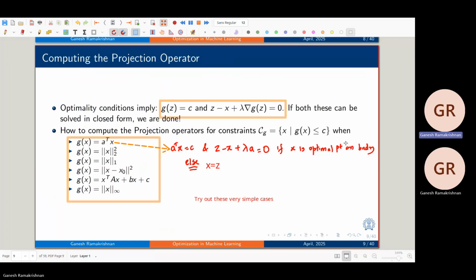Projected gradient descent has f defined to be the norm of z minus x squared. That's it. The rest is just by substitution. So what happens if you have g(z) to be A transpose z? Okay, so you just write it down.